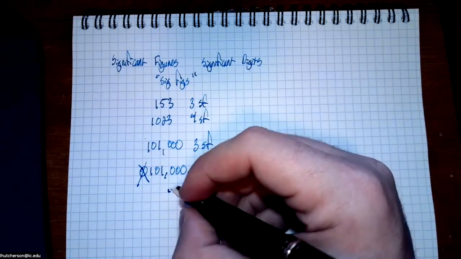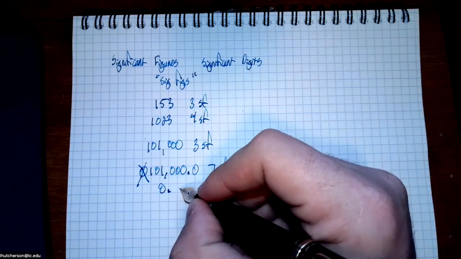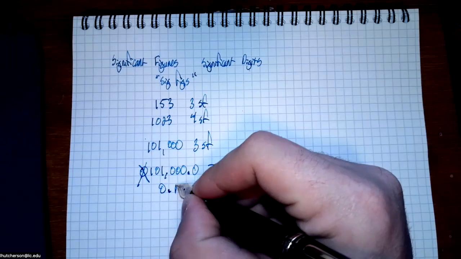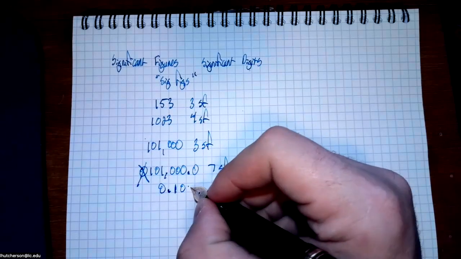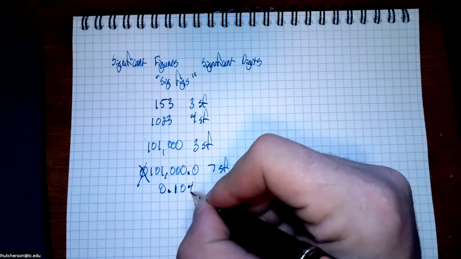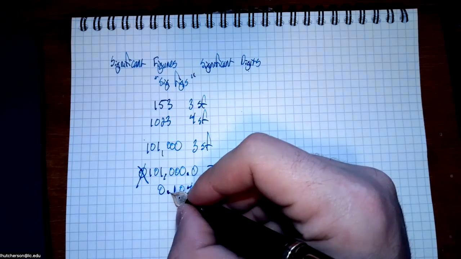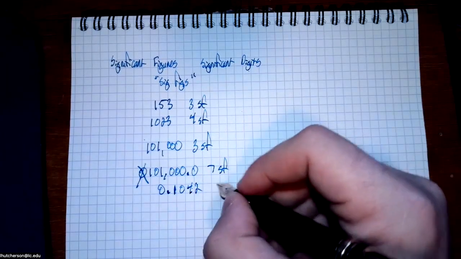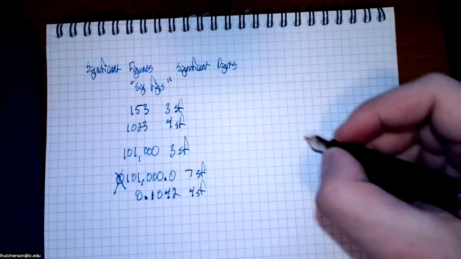If I have a decimal point, I have a zero to the left of the decimal point, and my first number to the right of the decimal point is a non-zero number, then I'm going to start counting left to right at the non-zero number. 1, 2, 3, 4. So this is going to be 4 sig figs.